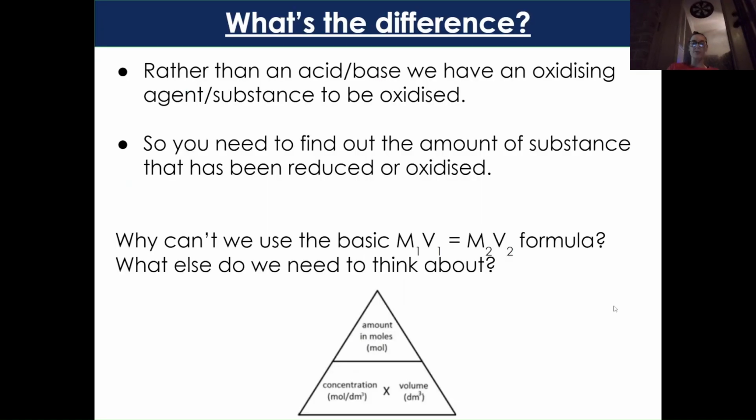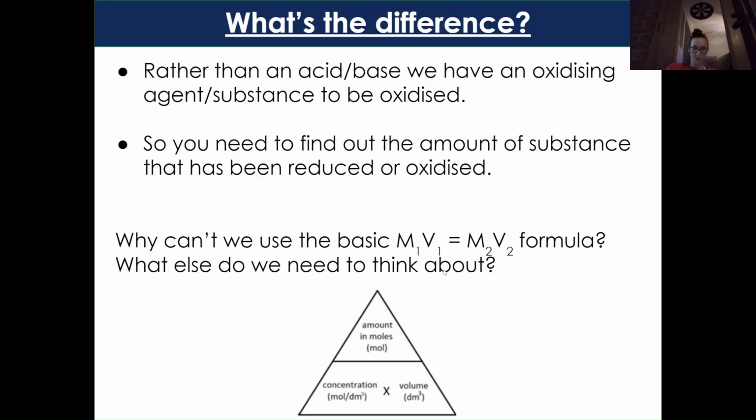Okay, so now we are moving on to how we can use redox reactions in order to figure out the concentration of an unknown solution in a redox titration. Formerly, we've been doing titrations with acids and bases, but instead of doing that, we're going to have an oxidizing agent or substance to be oxidized, so the substance is going to undergo a redox reaction. And then we're going to add an indicator in this titration that usually changes color depending on the oxidation state of a substance in your solution.